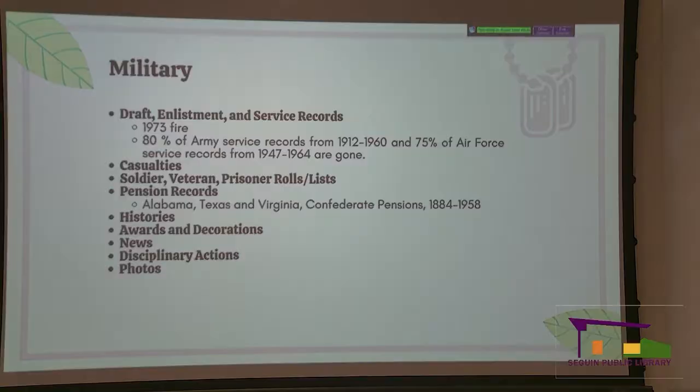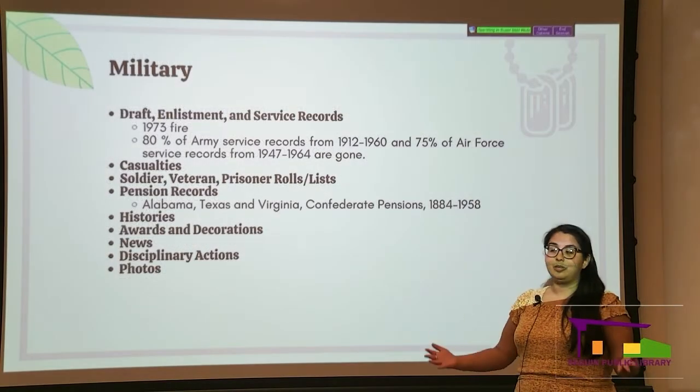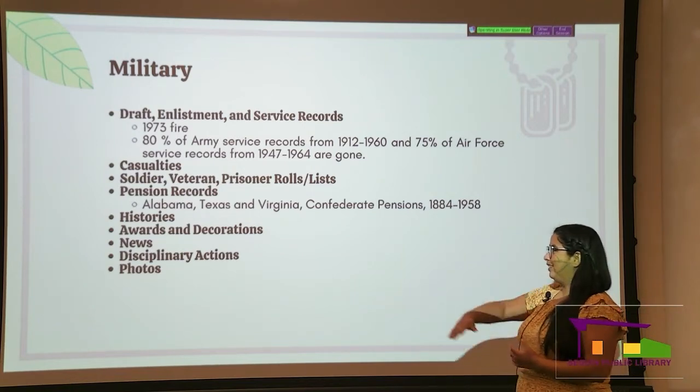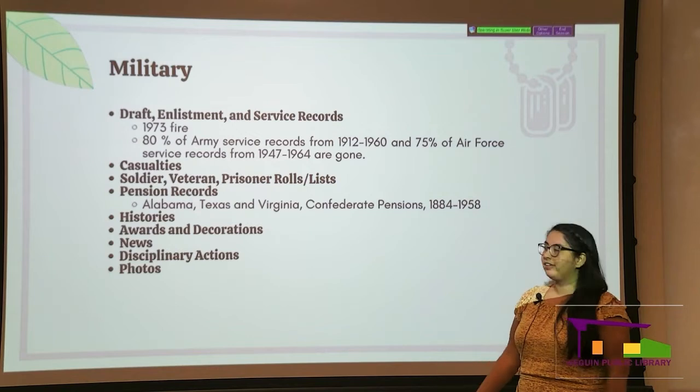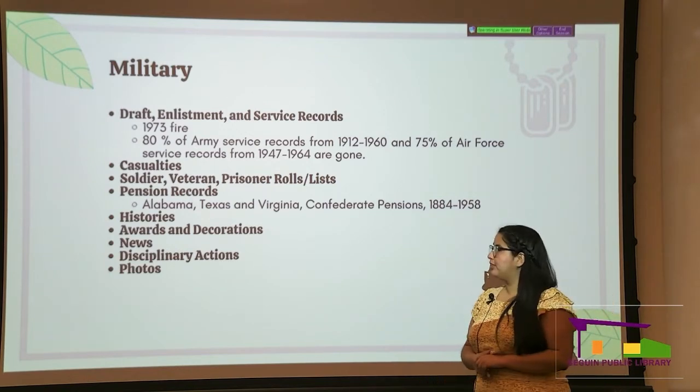Moving on to military records. They have available in that collection draft, enlistment, and service records. Again, we have another instance where records were lost. So if you ever can't track down your ancestor for one reason or another, hit a roadblock, it could be that those records might be gone, by natural causes or by an extreme circumstance like a fire or a hurricane that caused records to be lost or damaged.